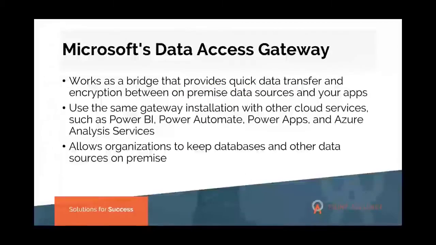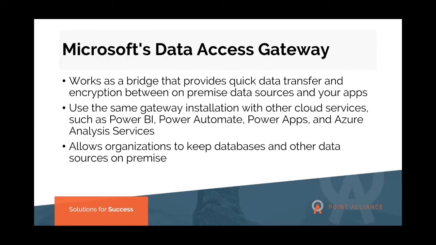The on-premises data access gateway provides secure data transfer between on-prem data sources and cloud services such as Power BI, Power Automate, Power Apps, Azure Analysis Services, Azure Logic Apps, and Microsoft Flow. By using a gateway, organizations can keep their databases and other data sources on their local networks, yet securely use the on-premises data in cloud services.